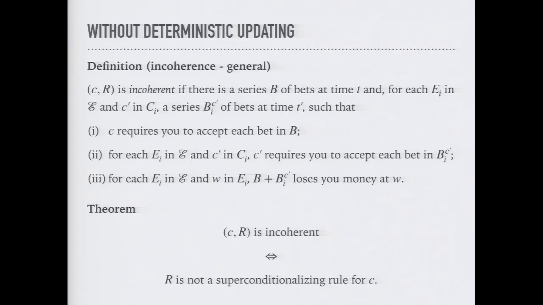But for every piece of evidence I might receive and every world in which that piece of evidence is true, the bets that I will be made to accept by my credences in those worlds will lose me money. So the second is for each E_i and for each C prime in C_i. Yes, that's right. Sorry. But this is relativized to that C prime.